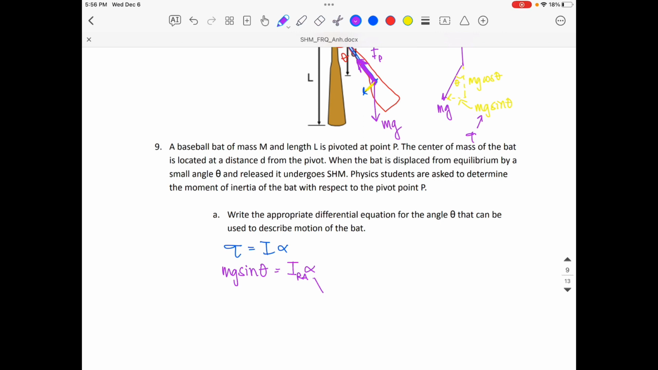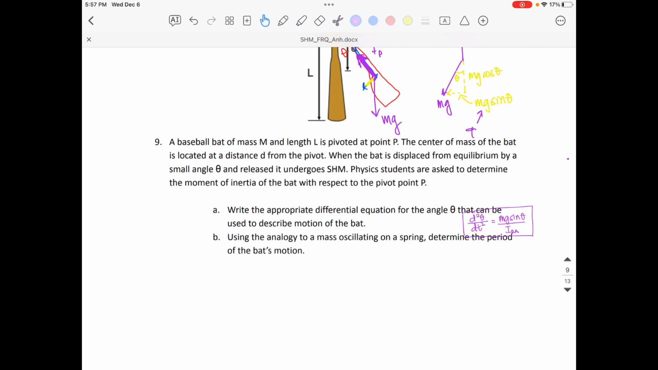A differential equation is this second derivative that we have here. We have the second derivative of theta with respect to t. And if I divide the I over to the other side, that gives me mg sine theta divided by inertia with respect to the rotational axis. And this is all they want. This is a differential equation.